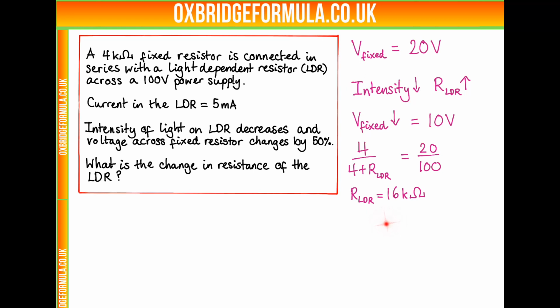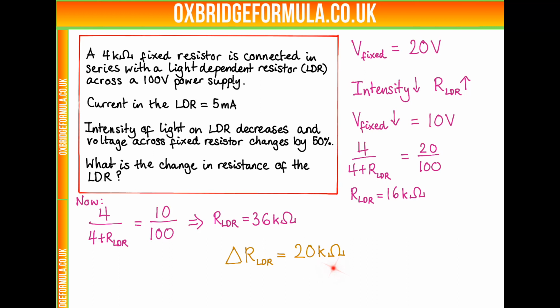And then how can we get the new resistance of the LDR? Well, now we know that the voltage of the fixed resistor will be 10 volts, so we can use 4 over 4 plus R LDR. The new one in this case is 10 over 100. So this means it's 10%, so we could say the 4 plus R LDR will then be 40, so R LDR is 36 kilo ohms. So then we can easily get the change in the resistance of the LDR as 20 kilo ohms.